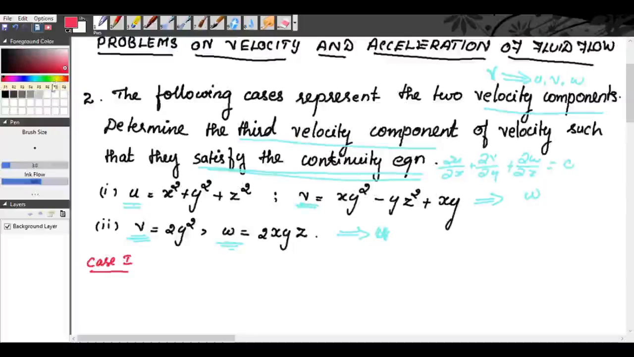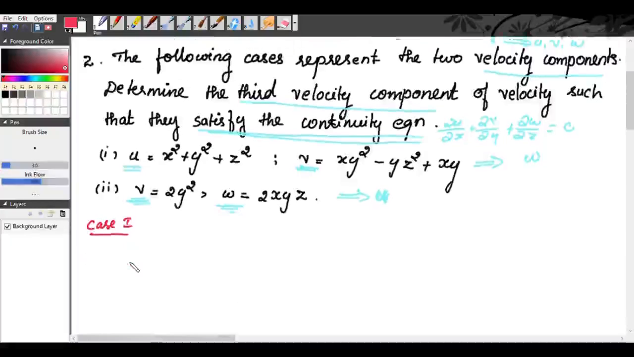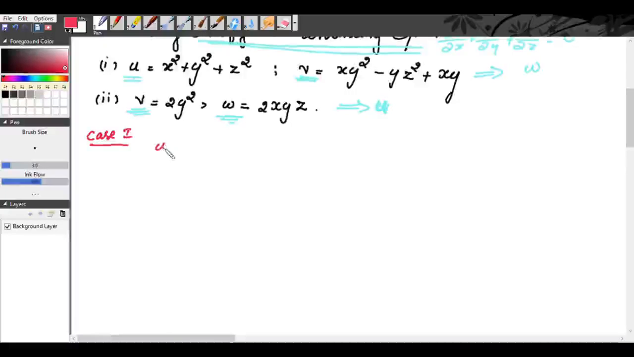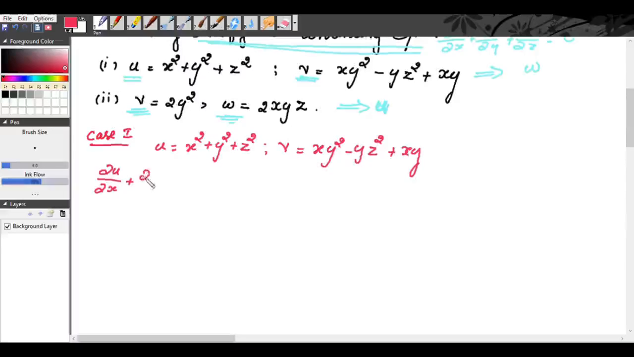Now, in order to solve, we will take case 1. So what is case 1? In case 1, the given things are u equal to x square plus y square plus z square, and v equal to xy square minus yz square plus xy. And one important thing given is that these satisfy the continuity equation. That means dou u by dou x plus dou v by dou y plus dou w by dou z is equal to 0.